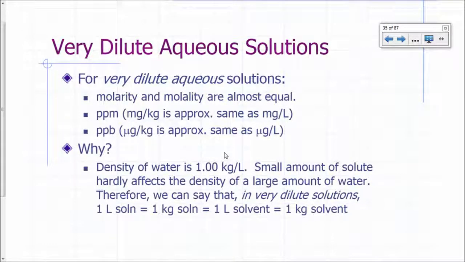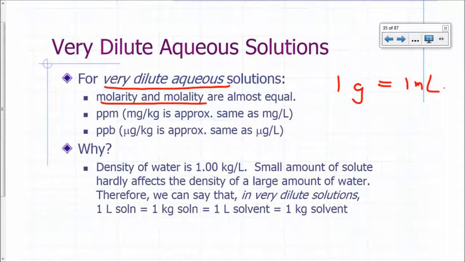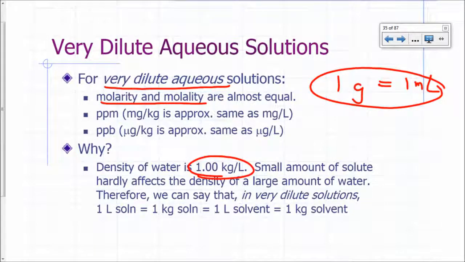Okay. Now, when you're dealing with very dilute solutions, a few things you need to be aware of, which would be really helpful, is that molarity and molality are almost the same if you're dealing with a very dilute aqueous solution. Why is that? Well, remember that 1 gram of water has a volume of 1 milliliter, right? So the density of water is 1 gram per mL, or 1 kilogram per liter, 1,000 grams for 1,000 mL.